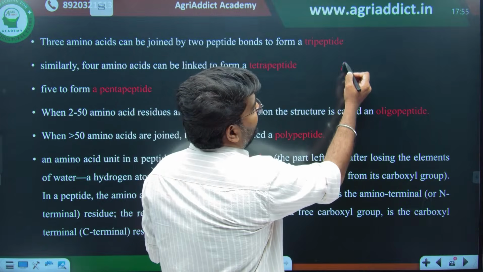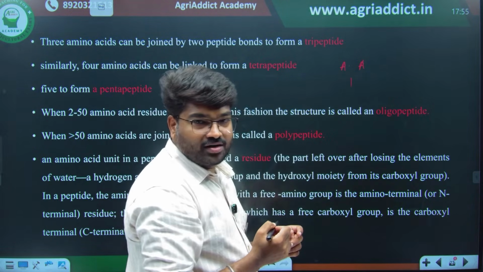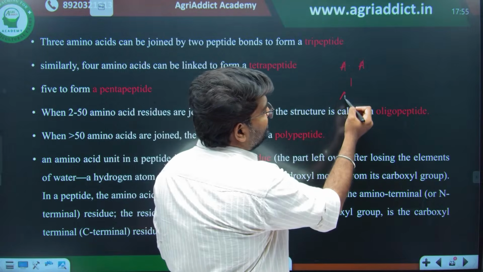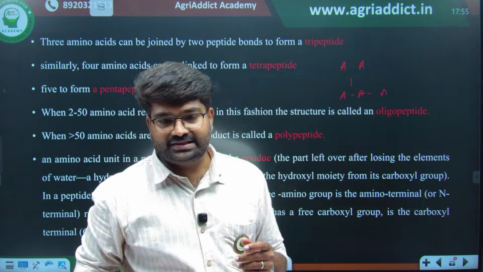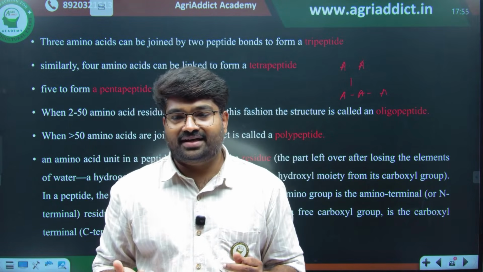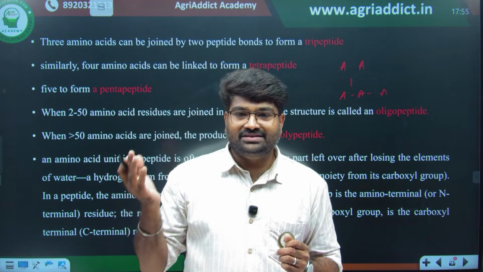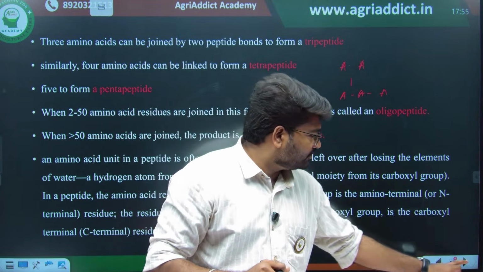Dipeptide means two amino acids will be there, but only one peptide bond will be there. Tripeptide means three amino acids will be there and two peptide bonds will be there. This is just for your understanding. They can ask this question as an assertion and reason question. So this is very important.